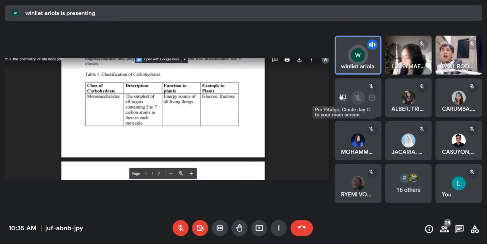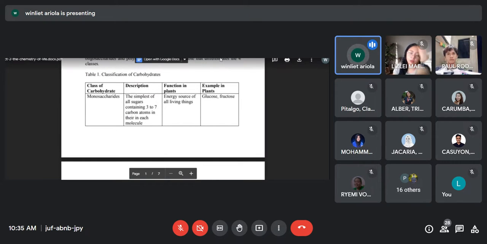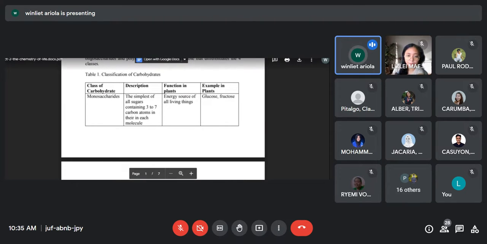So bakit sinabing for all living things? Because we eat plants, no? Kumakain tayo ng gulay, and gulay are plants. Ang gulay is rich siya in monosaccharides, no? That's why we also need this type of carbohydrate because kailangan natin ng gulay. So examples in plants are glucose and fructose.